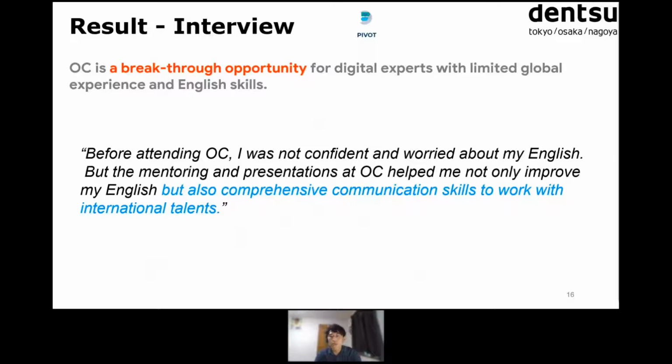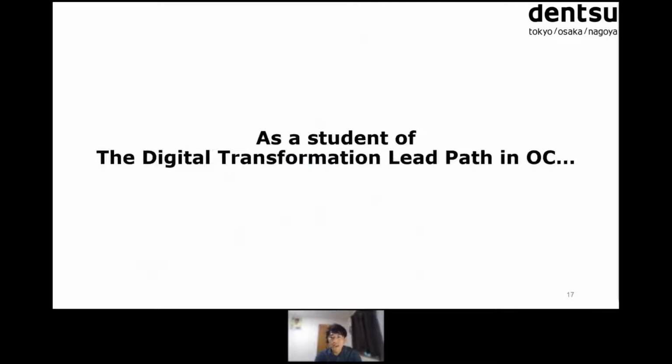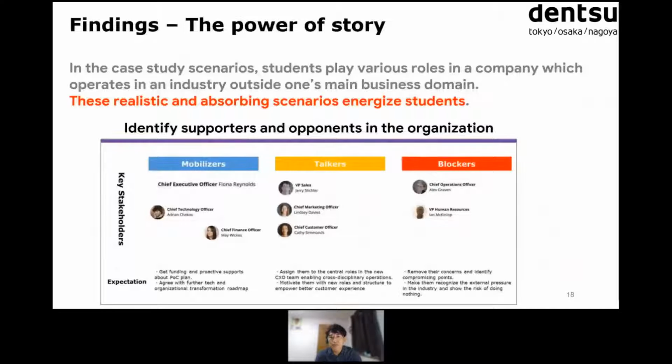I think I've covered all the assessment of OC as an HR manager. So now I want to move on to my personal opinion. As I said, I'm taking the digital transformation path on OC, and I'm just about to complete the first project. Let me let you know my personal opinion about OC from now.